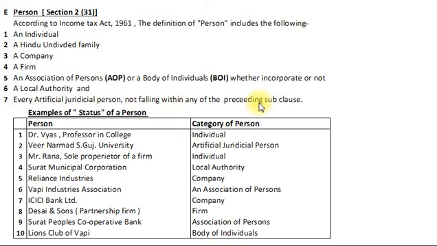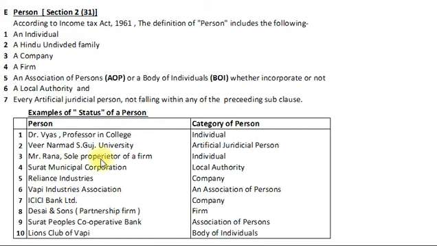And number 7, every artificial juridical person not falling within any of the preceding subclauses. So, dear students, here the definition of person includes all types of persons, whether living or non-living, that is artificial person. Here are some examples of status of a person. Dr. Vyas, a professor in college. Here Dr. Vyas is a living human being, so Dr. Vyas falls in the category of person, that is individual. Next is Veer Narmad South Gujarat University. South Gujarat University is a non-living person and it falls under the category of artificial juridical person.